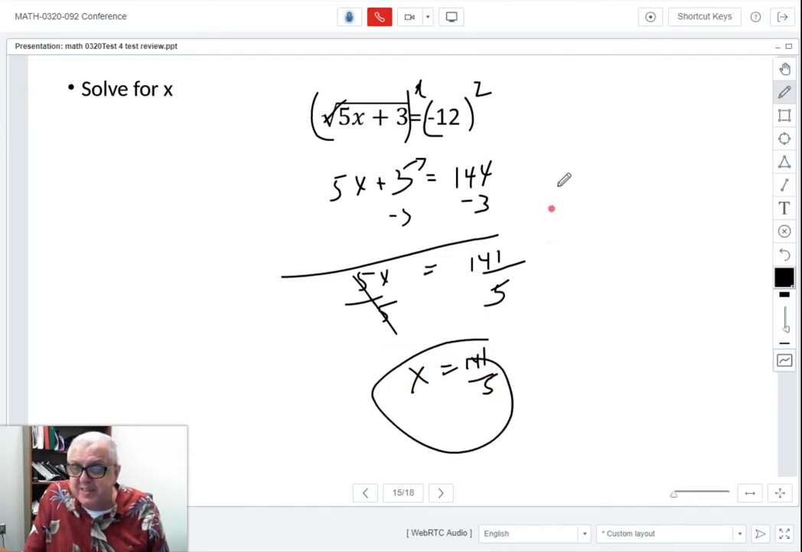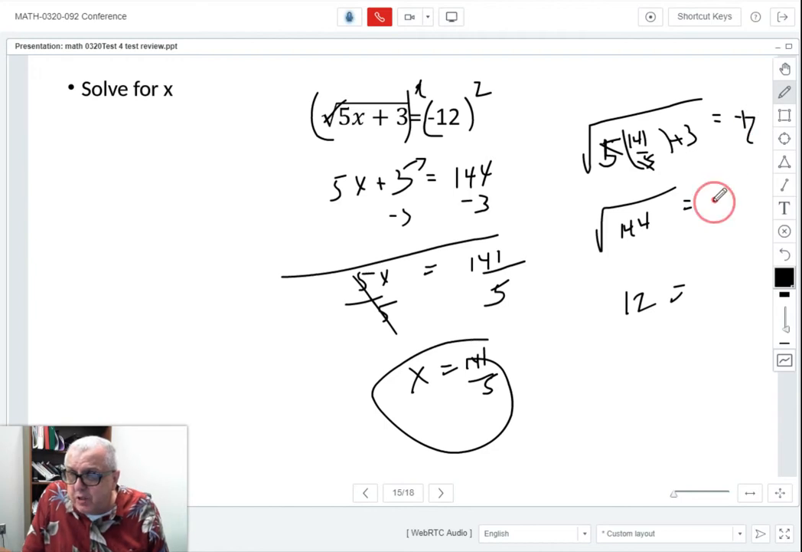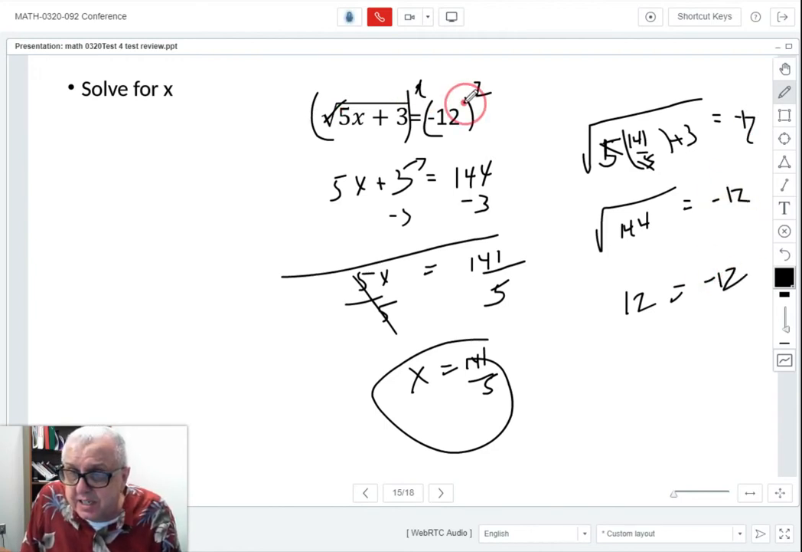This is my answer. Let me plug this in. 5 times 141 over 5 plus 3. The 5's cancel, and I'm left with 141 plus 3 is 144. The square root of 144 is 12. Does 12 equal a negative 12? You see, the other side is negative 12.